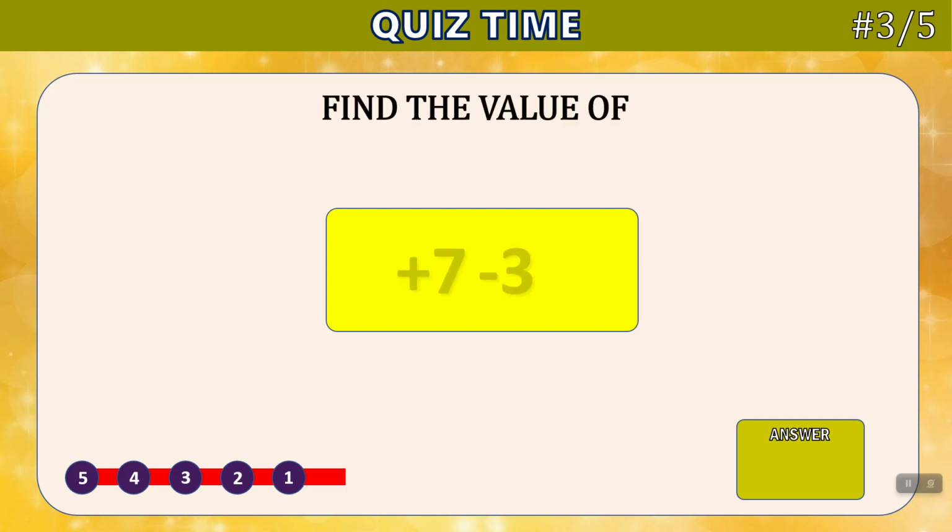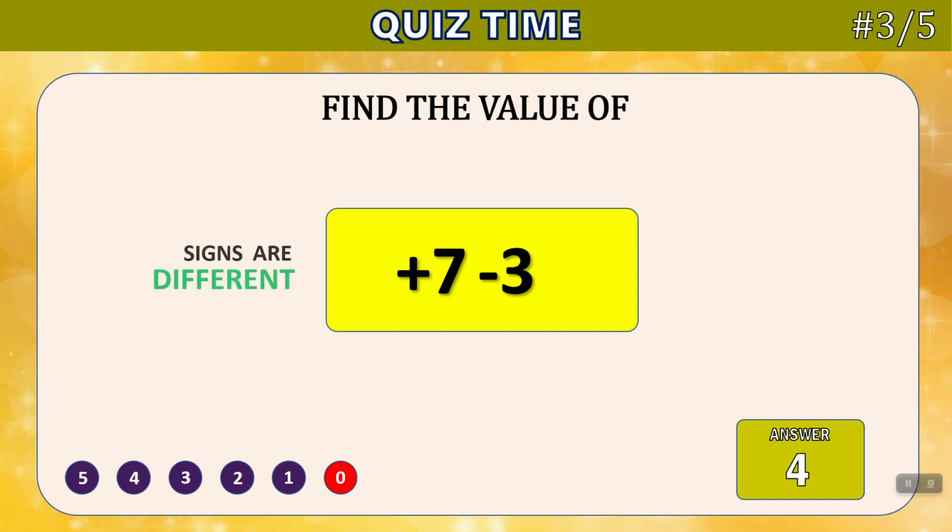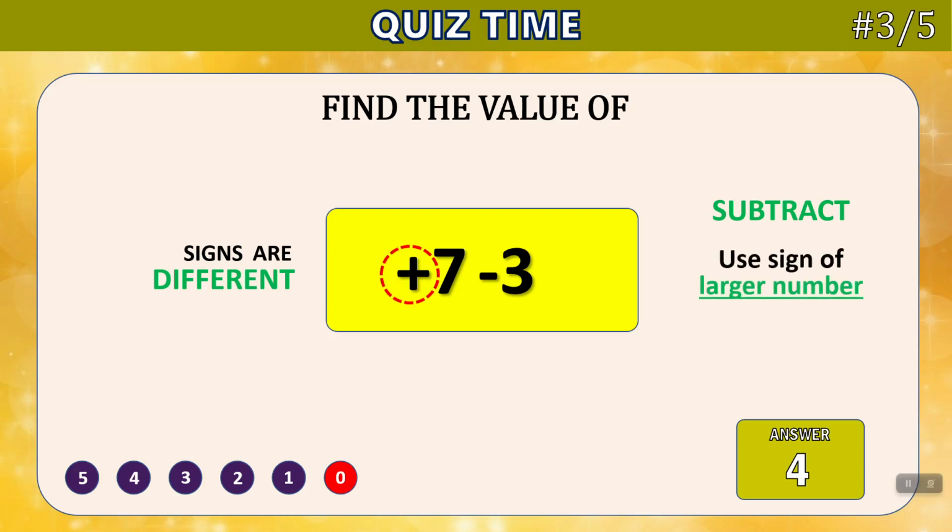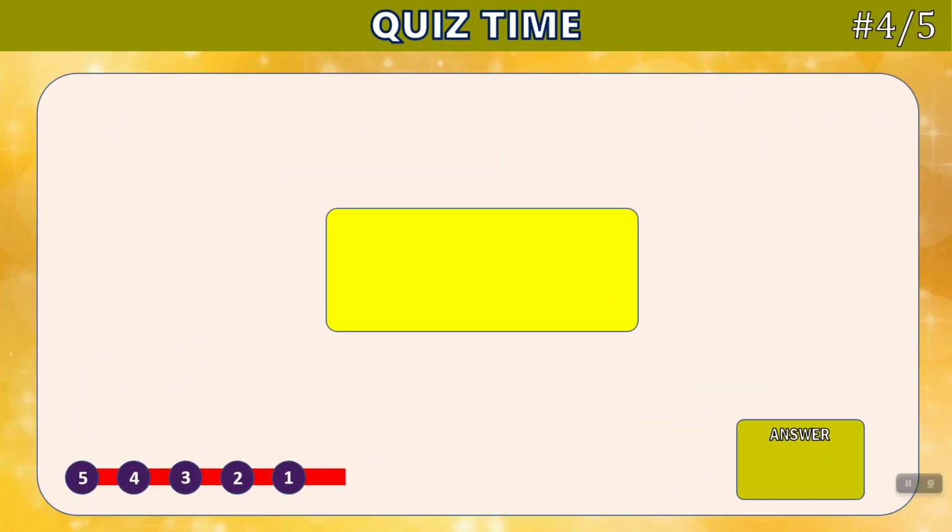Question 3. Find the value of +7 - 3. Time's up. The answer, 4, or +4. Again, the signs are different, plus and minus. When that happens, we subtract. I know 7 take away 3 is 4, and we use the sign in front of the larger number. 7 is larger than 3, so I use the plus sign. So it is +4. Question 4.